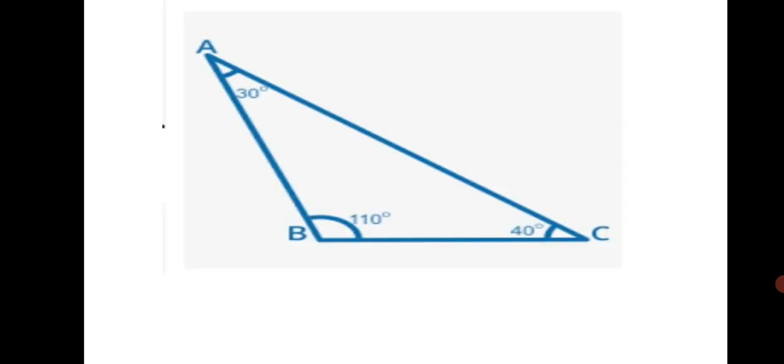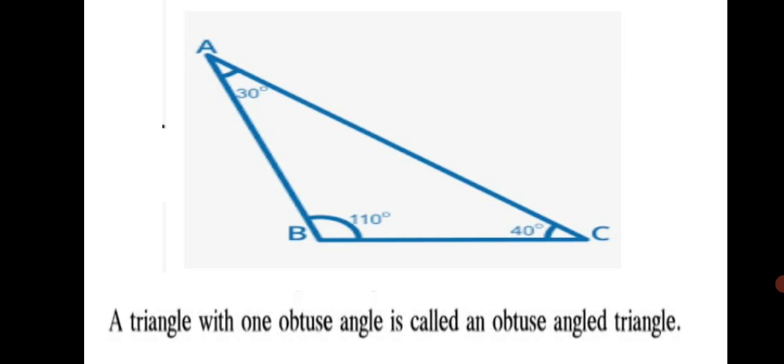In this triangle, we see angle B is 110 degree, means more than 90, and the other two angles are less than 90. Such a triangle with one obtuse angle is called an obtuse angled triangle. Angle B is an obtuse angle. So, a triangle with one obtuse angle is called an obtuse angled triangle.